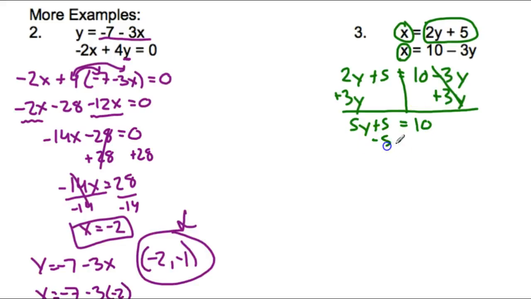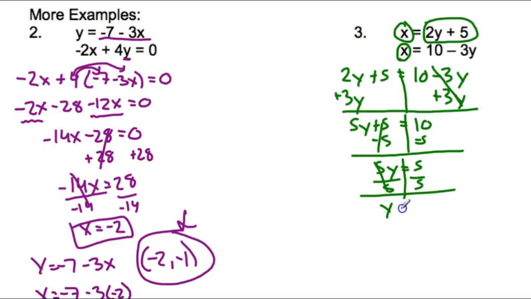Now I'll do a minus 5, minus 5. Those cancel, and I have 5y equals 5. And now I divide by 5. Divide by 5, that cancels. Draw my line. Y equals 1. Now I'm going to take this and plug it into one of the equations.